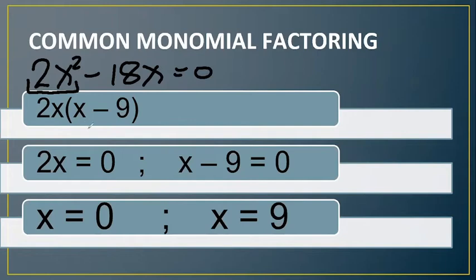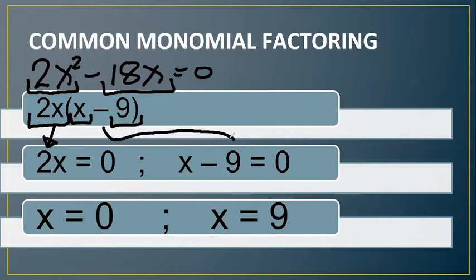2x squared divided by 2x is x. 18x divided by 2x is 9. Then by the zero product property, both factors 2x and x minus 9 are equated to 0. So 2x equals 0, and dividing both sides by 2, we get x equal to 0. x minus 9 equals 0, so the value of x is 9. Okay, how about we try another factoring technique?